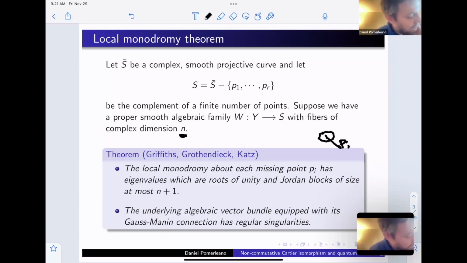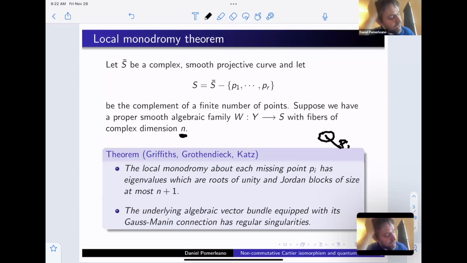Another important fact about this local system is that it really comes from an algebraic local system. If I consider algebraic differential forms on my family, relative to the base, then it's a classical theorem that this computes the cohomologies of the fibers and gives me an algebraic vector bundle with a connection, called the Gauss-Manin connection.